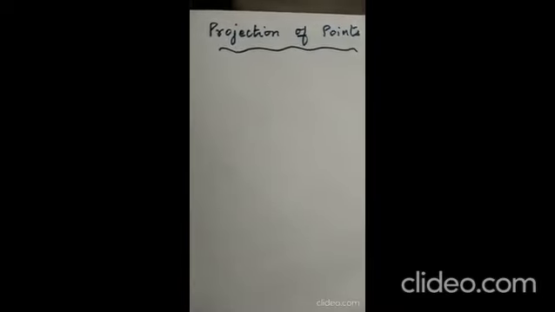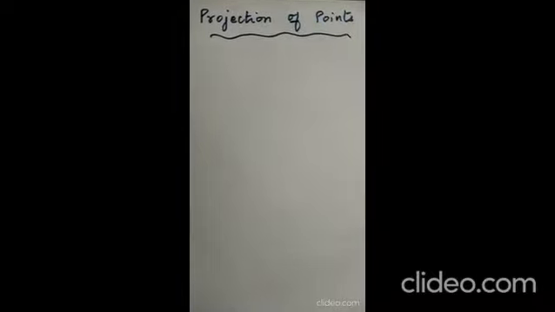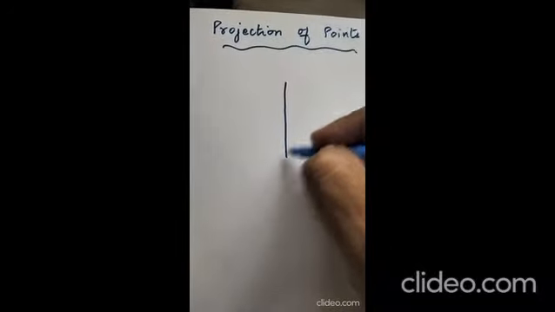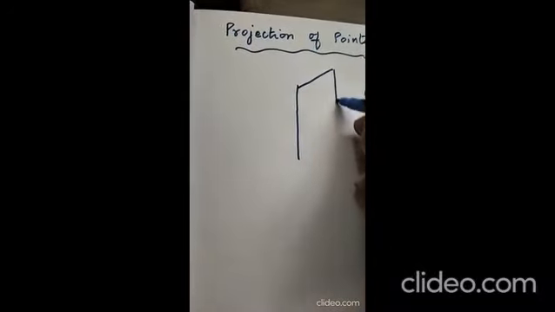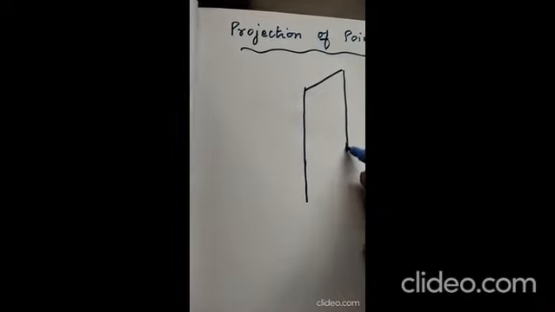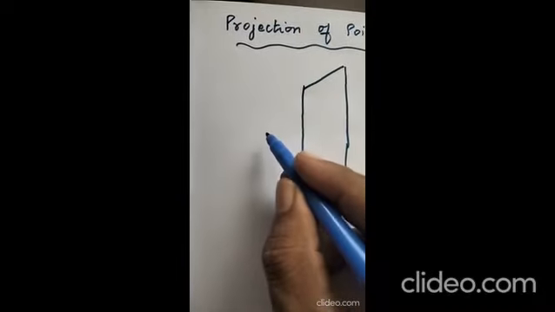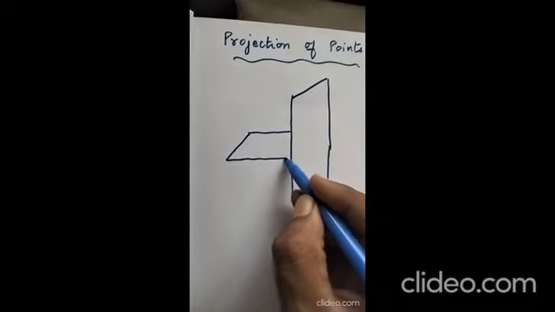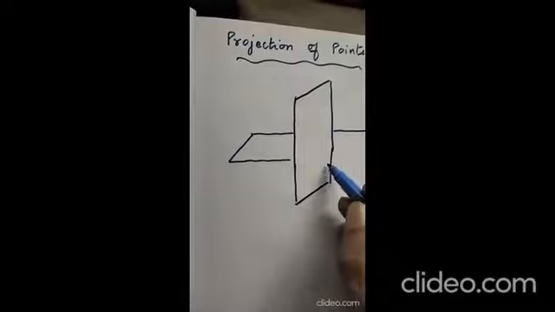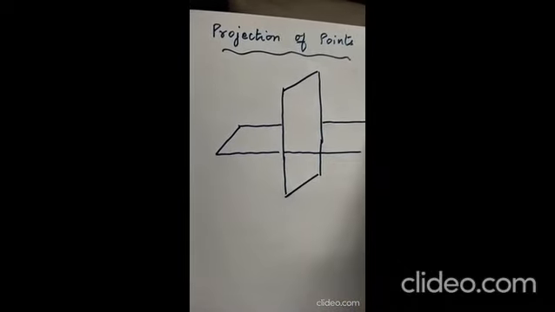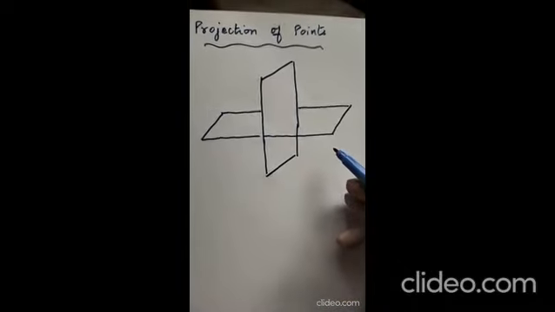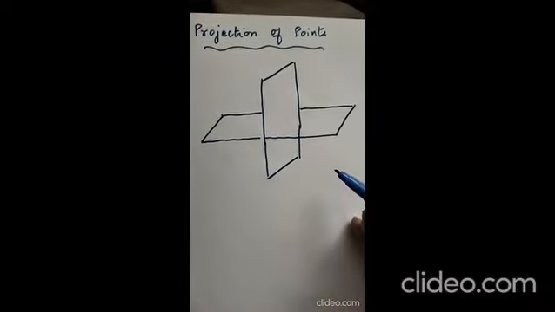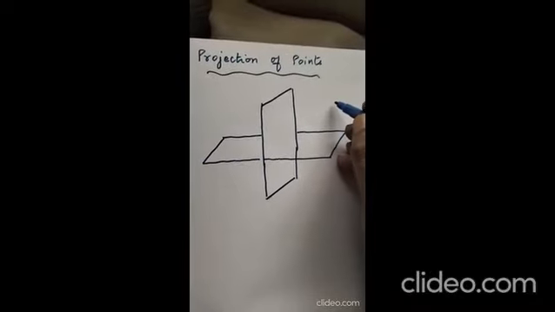In projection of points, first we see what the different quadrants are. So we draw the quadrants. So these are the four quadrants in space. First quadrant, second quadrant, third and fourth.